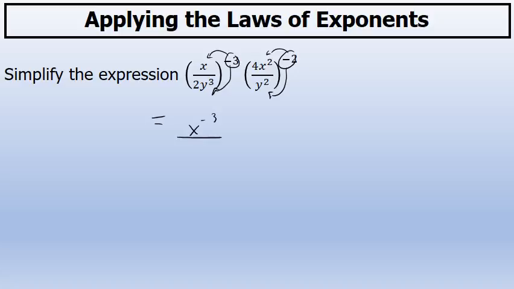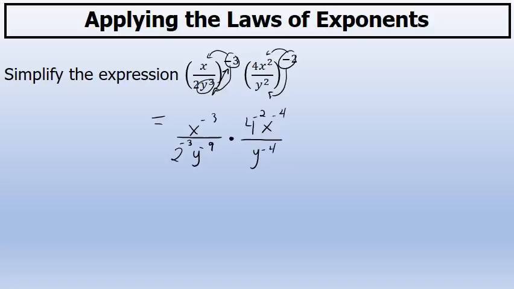This results in the first fraction having a numerator of x to the -3rd power, and the denominator having a 2 to the -3rd power times y to the power of -9. Y to the third power raised to the -3 power is a situation where the exponents must be multiplied, so that becomes y to the -9th. And this is being multiplied by 4 to the power of -2 times x to the power of, again, the exponents are going to be multiplied, so the x is raised to the -4th power, 2 times -2, and in the denominator, y to the -4 power.